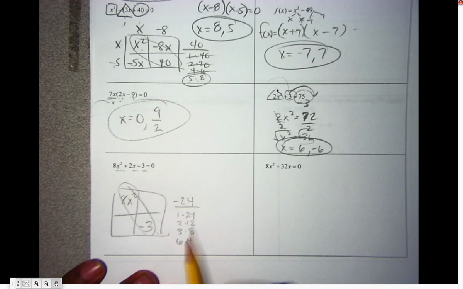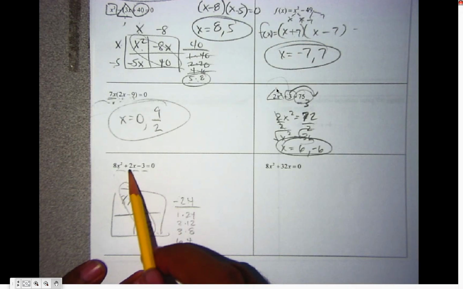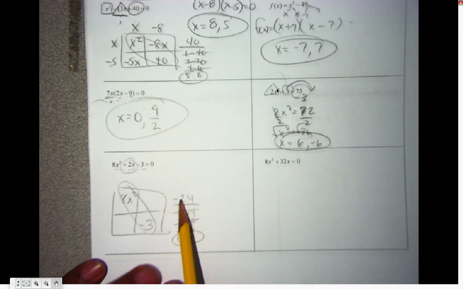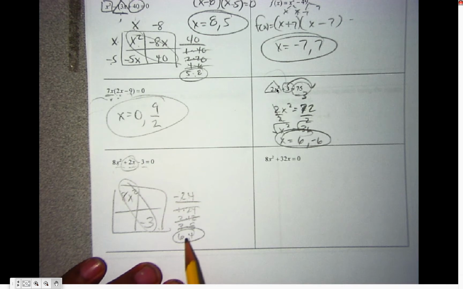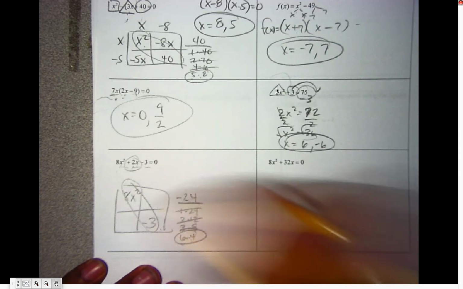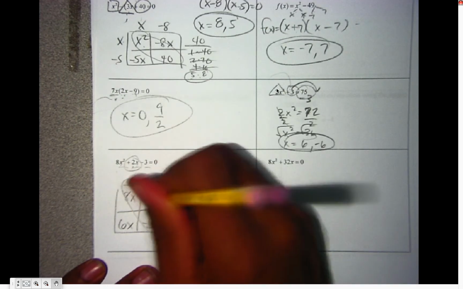Now, what two numbers are going to add up to positive 2? Well, not 1 and 24, not 2 and 12, not 3 and 8, but 6 and 4. Now, if you notice, that's negative, right? So when I multiply the 2, it has to be negative. So that means one of these has to be negative. So I look at the 2. Well, if the 2 is positive, the bigger number is positive. So 6x minus 4x.